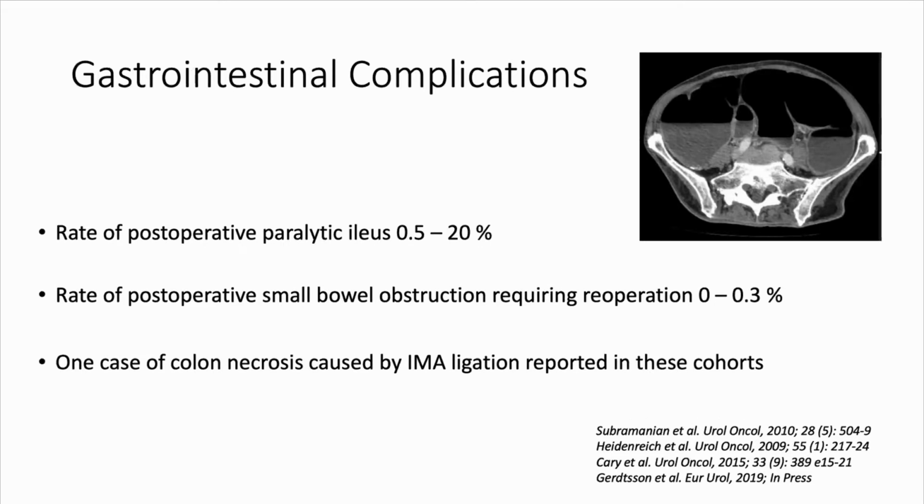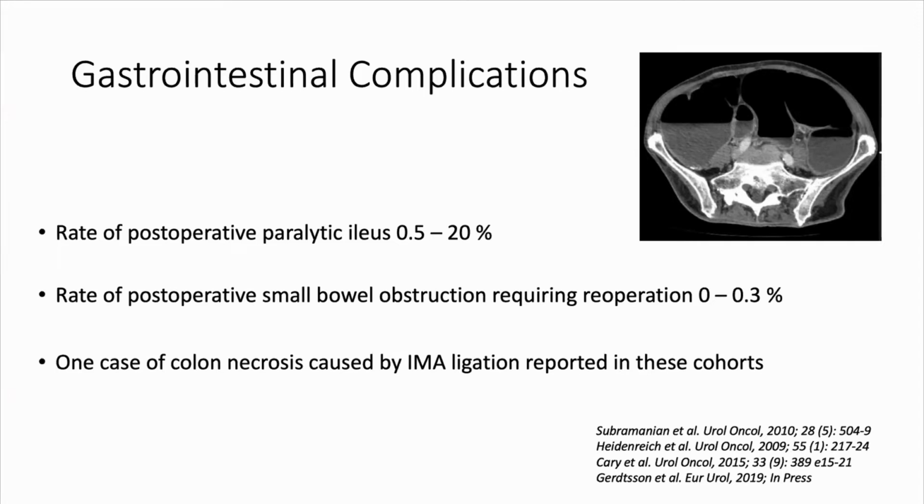So postoperative paralytic ileus is a common complication after RPLND. The rate varies from 0.5 to 20% depending on the series and how they define the paralytic ileus. But usually the course is benign, and it's surprisingly rare to have postoperative SBO that would require reoperation. In this series, I found one case of colon necrosis caused by ligation of the IMA in an elderly gentleman.